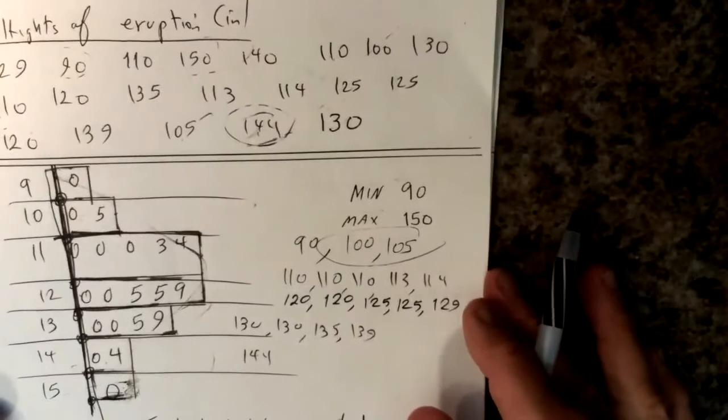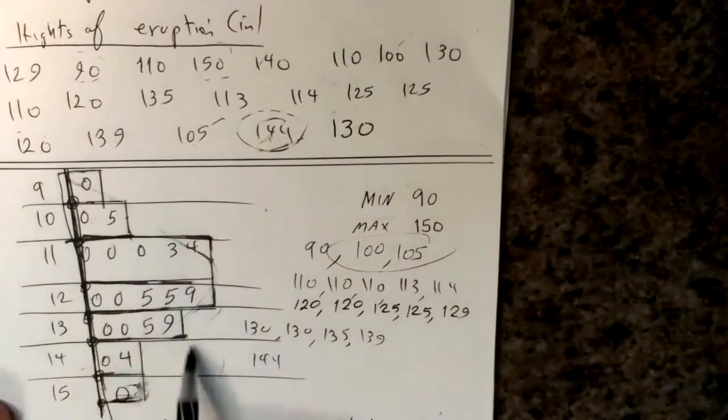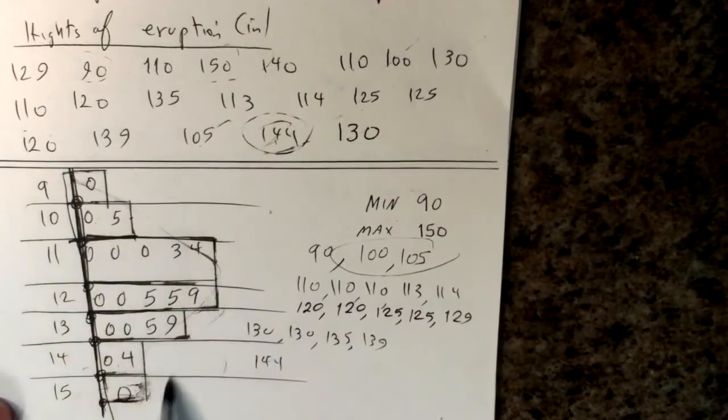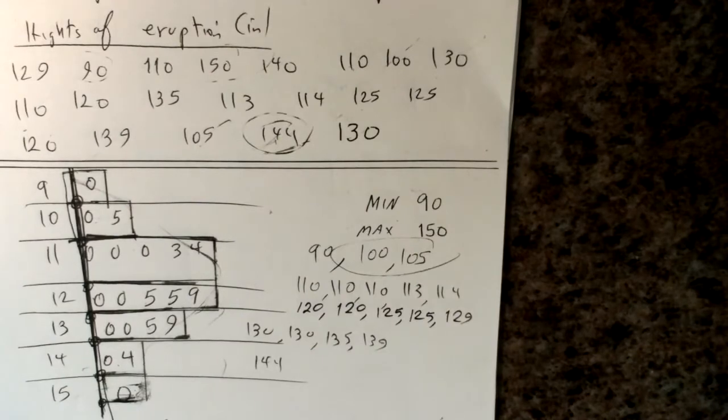Sometimes in the problems, we give you the stem plot already, and we ask you to list the numbers. Like, what if I give you these problems and I say, why don't you list all the numbers? How would you do that?